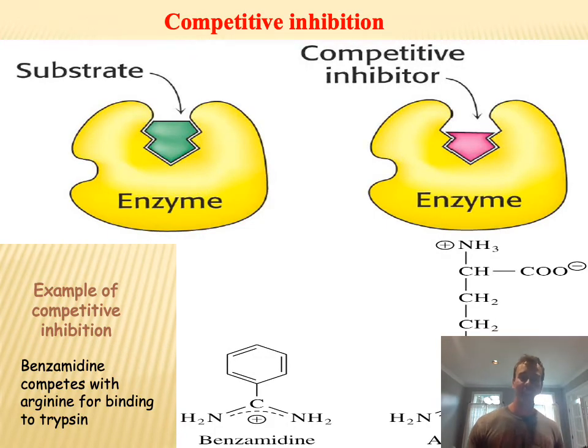With the lock and key type mechanism, the substrate binds to the active site pocket on the enzyme. A competitive inhibitor binds to the same place. An example of competitive inhibition is benzamidine, which competes with arginine for binding to trypsin. Arginine is part of a native substrate for trypsin, and benzamidine binds in that same pocket.